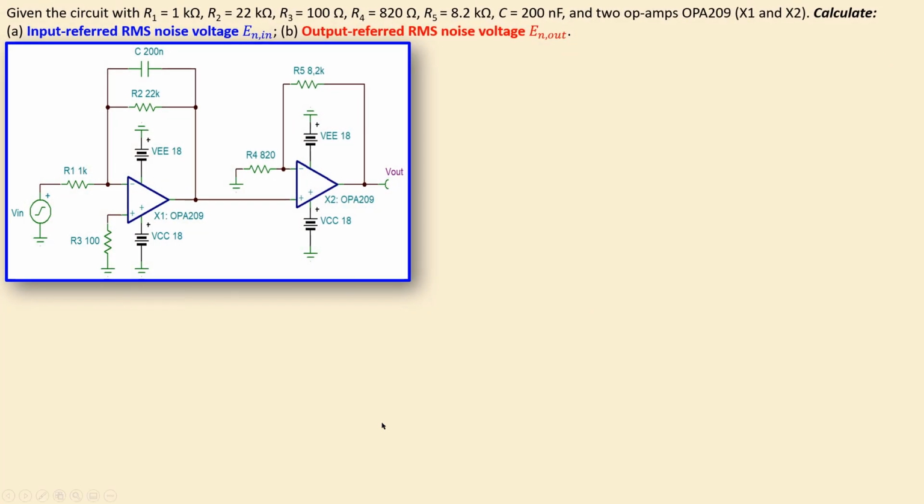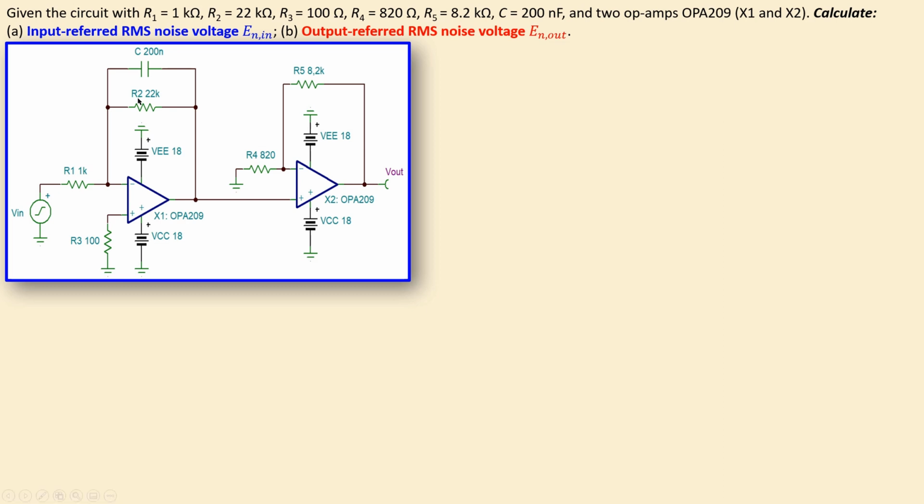We have the following circuit given. What you have is an inverting amplifier, in this case with a capacitor as a feedback capacitor, and in cascade a non-inverting amplifier. We see the voltage which is applied to the input resistance of this inverting amplifier, but in addition we have R3 which is connected to the non-inverting input of the first stage, so that will also have some effect on the noise performance.